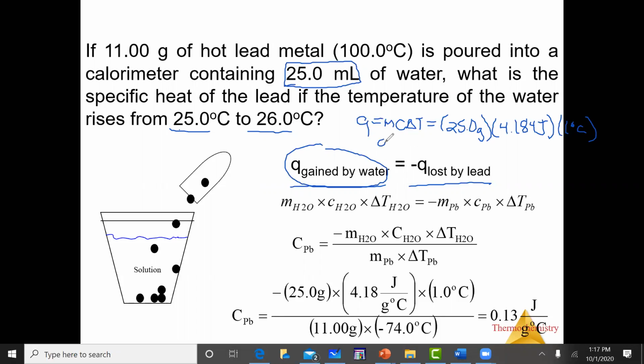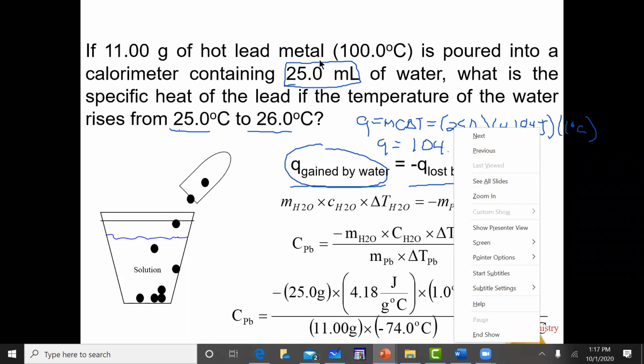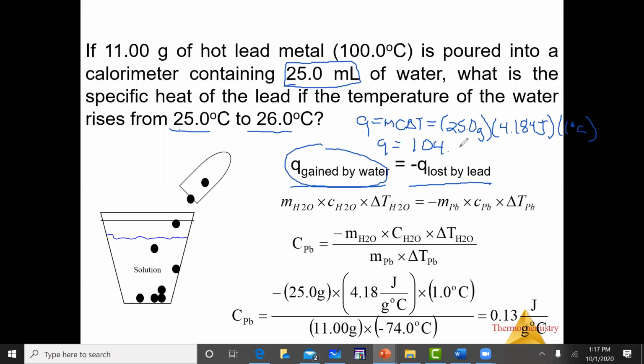So my Q value, or how much energy the water actually gained, is equal to 4.184 times 25 times the 1. We get 104.6 joules. Okay, so that's this number right here.